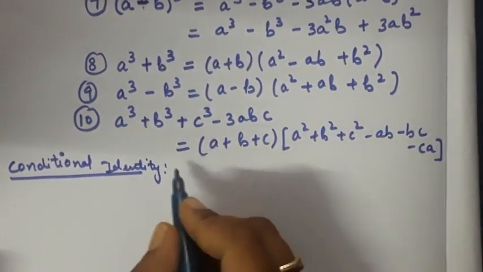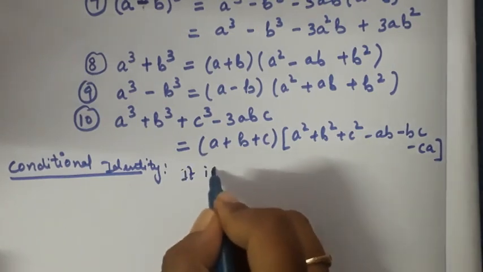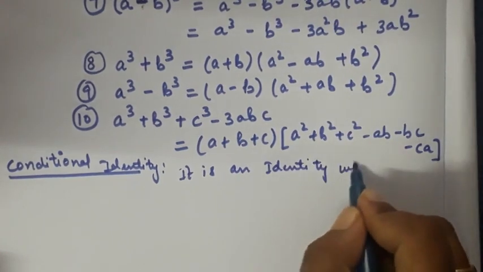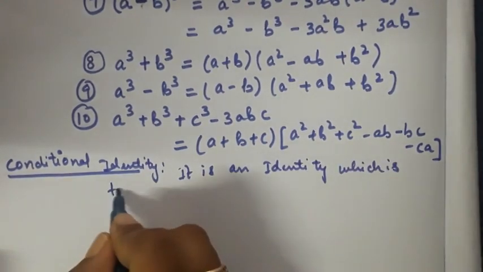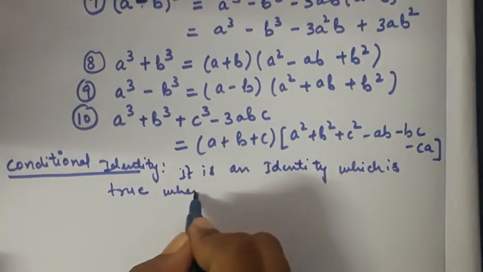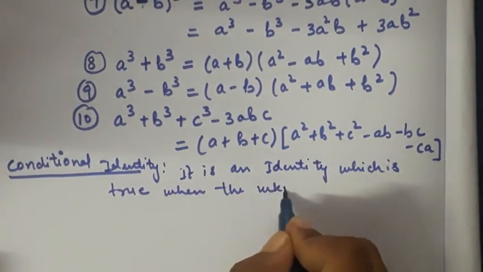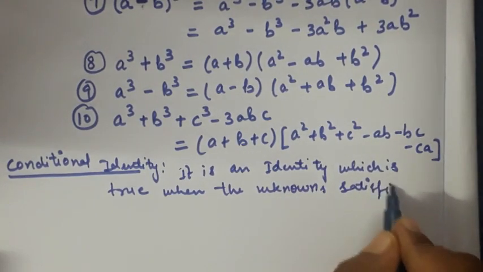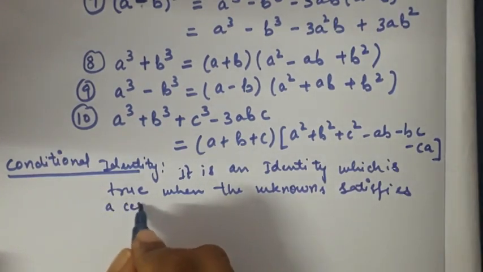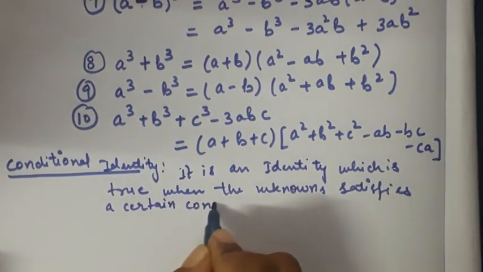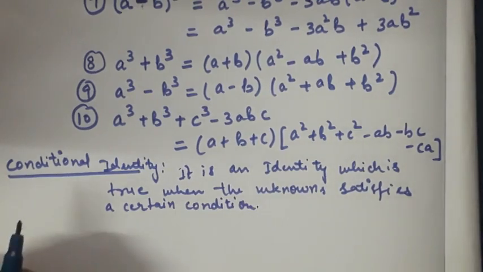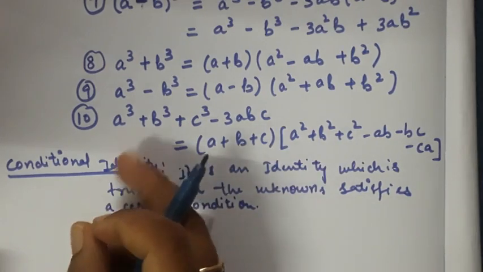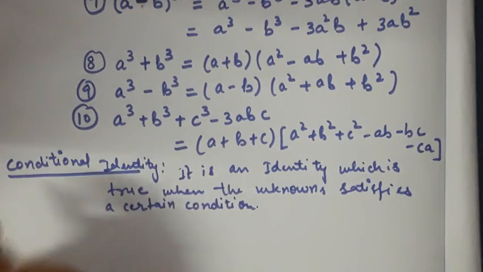For your reference, I am just writing here: it is an identity which is true when the unknowns satisfy a certain condition. It means that the 10th identity will be true for some condition. Okay, with some condition it will be true.